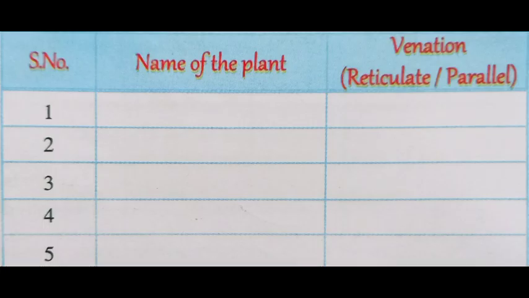Now, your observations you have to note down in table 4. Here table 4 is given: serial number, name of the plant and venation, whether it is reticulate or parallel. So five leaves you have to collect and write their names and venation. After that, compare the results obtained in table 2 about the root system. We have completed that table 2 and now table 4. You have to compare these two tables and answer these questions.